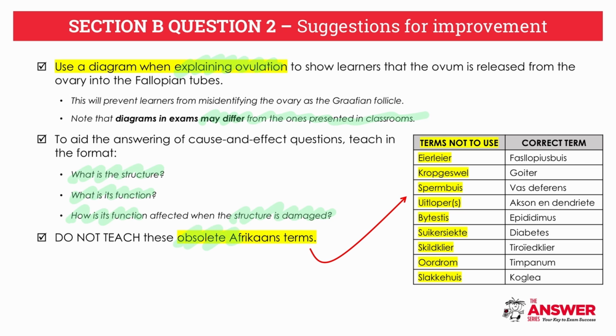And then for the Afrikaans teachers, these are a list of terms that we should please stop teaching because they are not being awarded marks in exams. So rather talk about die fallopius buis en nie 'n eierleier nie, goiter en nie kropgeswelheid nie, die cochlea en nie 'n slakkehuis nie. So these are terms that do not get marks in NSC exam papers.